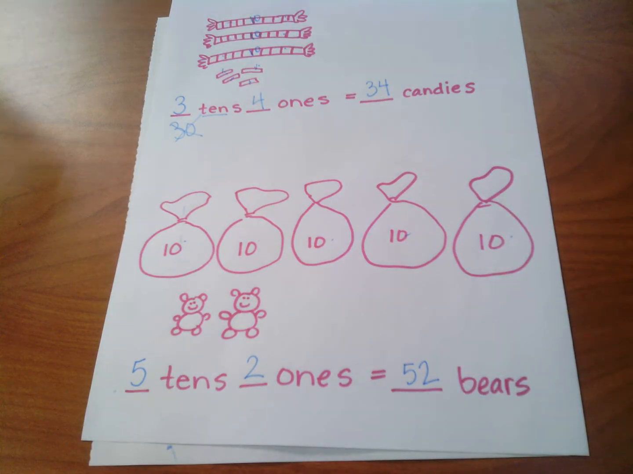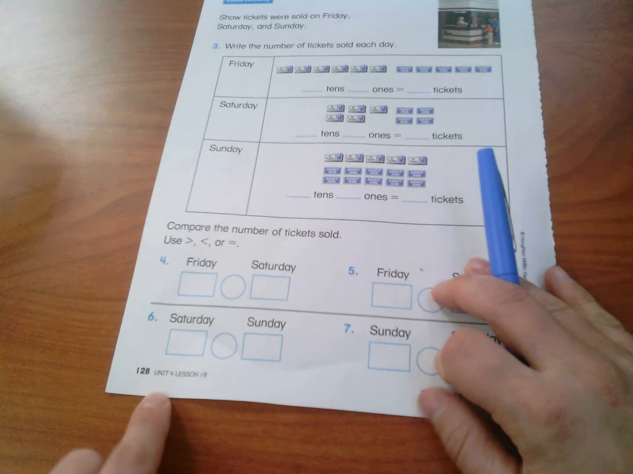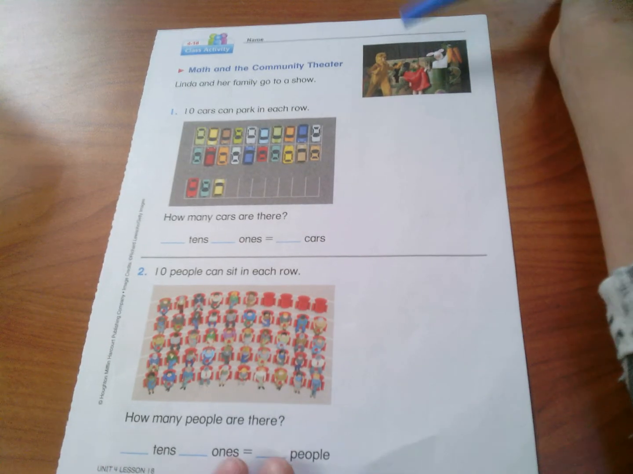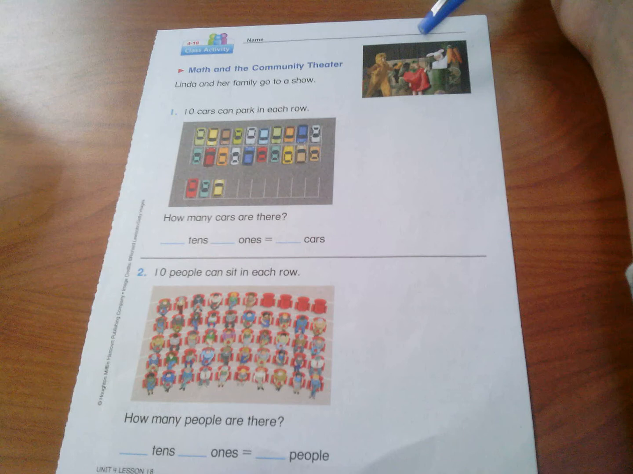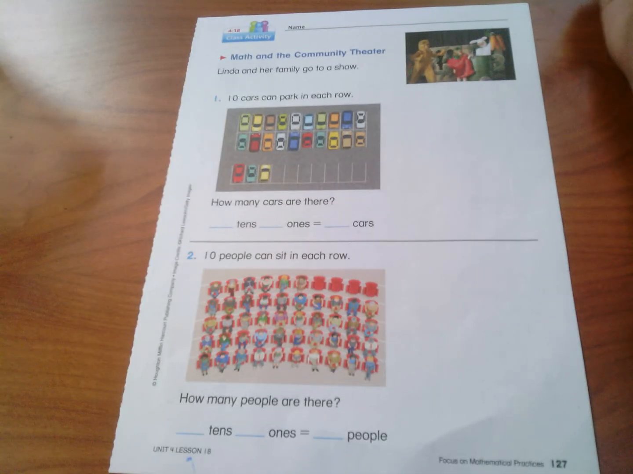Okay, let's look at one more thing together and then I'll let you get started on your math. So you're going to find pages 127 and 128 in your math workbook, and you're going to solve both sides, and we're pretending that this is a situation where Linda and her family are going to a show. So they're going to a theater, and then each problem walks you through her theater experience.